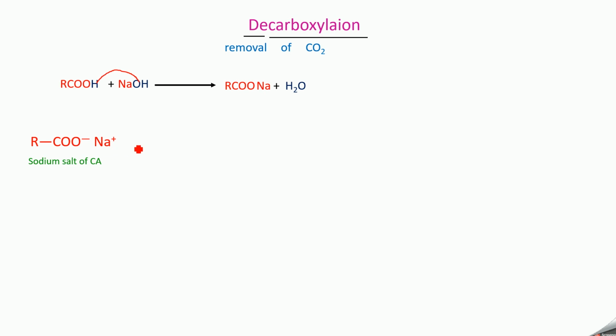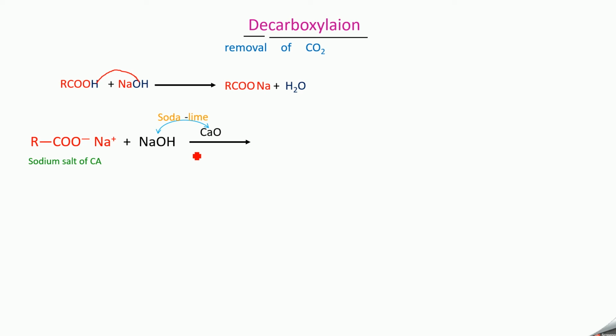This salt you have to treat with sodium hydroxide in the presence of calcium oxide. This mixture we call soda lime. Soda is NaOH, lime is CaO. This mixture you have to use for decarboxylation. Only this mixture we will use.